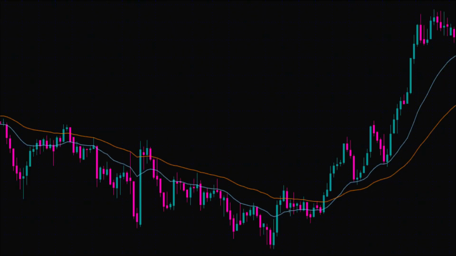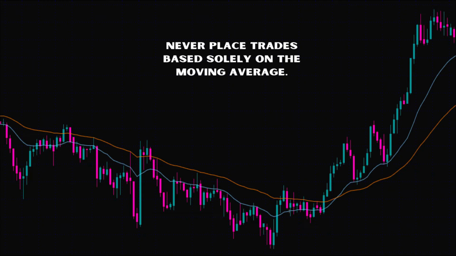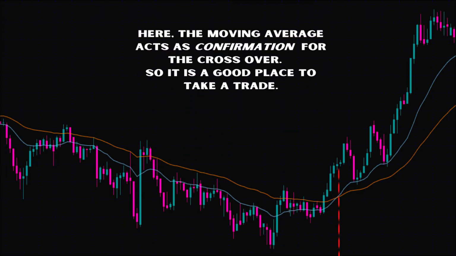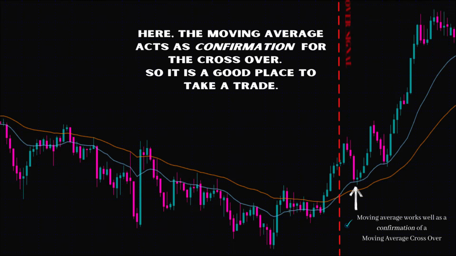As stated in previous videos, the moving average itself is not a sufficient indicator to take trades off of. However, for this setup, it is a good enough indicator to confirm the crossover is holding and that this is in fact a good place to take a trade entry from.